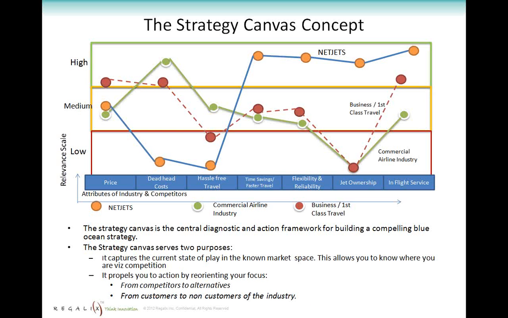We also looked at the concept of the strategy canvas, which is a central diagnostic and action framework for building a compelling blue ocean strategy. The strategy canvas serves basically 2 purposes. It captures the current state of play in the known marketplace and also allows you to know where you are vis-a-vis competition. It propels you to action by reorienting your focus from competitors to alternatives and from customers to non-customers.